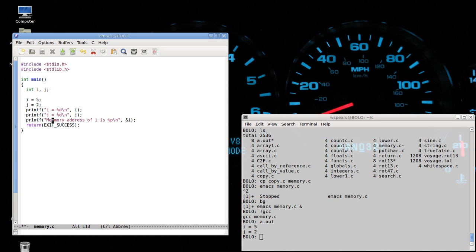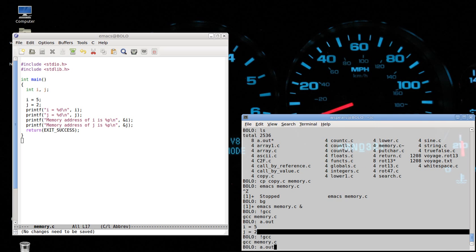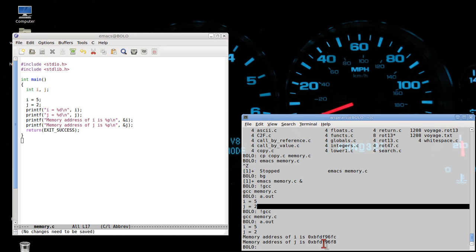I have a little typo there. Let's fix that. So I'm getting the address of i and printing out that address. I'm getting the address of j and printing out that address. Let's compile, run, and what we get is rather interesting.